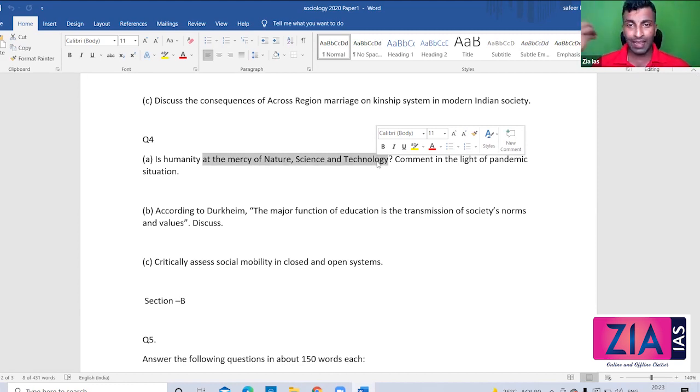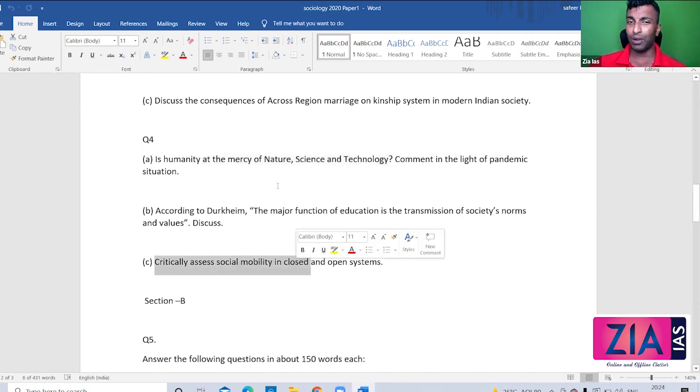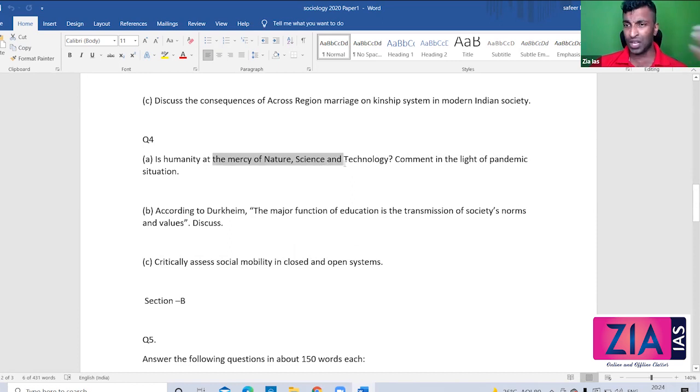I can write certain things about science and technology, social change. And when I write, it will become very general. It's going to be very difficult for me to convince the examiner because in paper 1, maximum, we have to go specific. So I'm not going to get into this. Though these are very easy questions, social mobility and all, since this is general in nature, I'm not going for it. So question number 4, I'm not concerned.